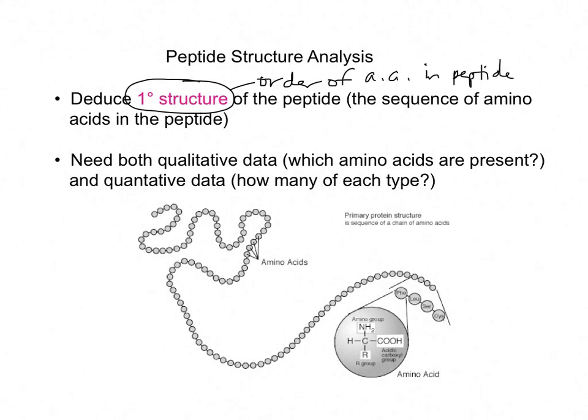Now to do that, you need two pieces of data. You need the most obvious one, which amino acids are present, right? You have to know that. And you want to know how many of each type. And then you have to find some way to figure out how they're bonded. That's the key thing, is you gotta know what they are and how they're bonded.